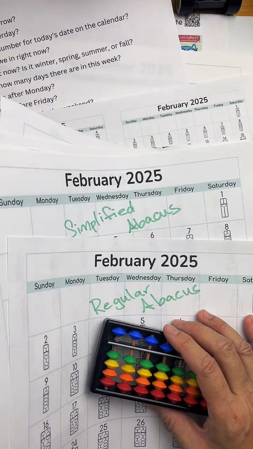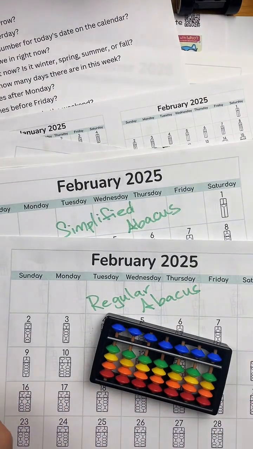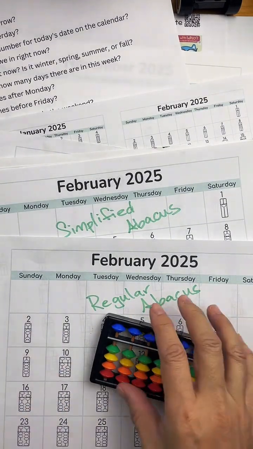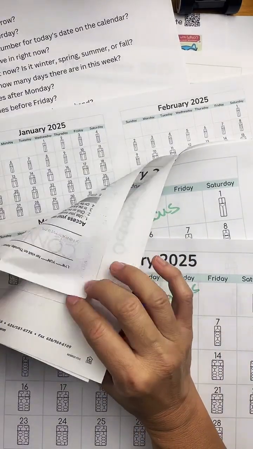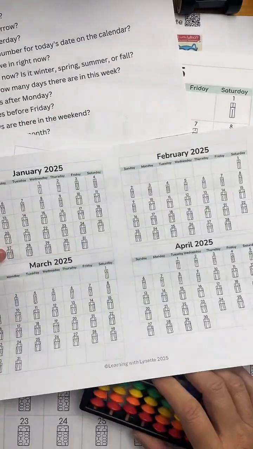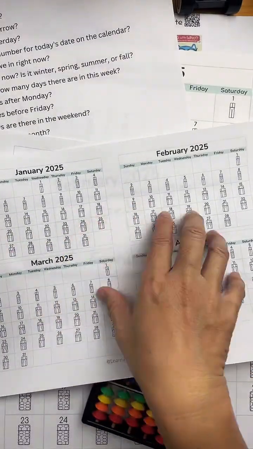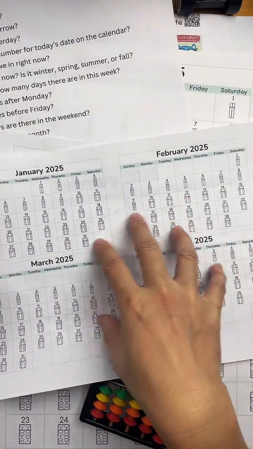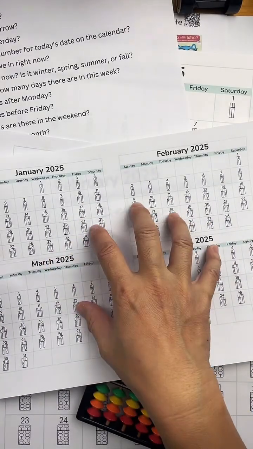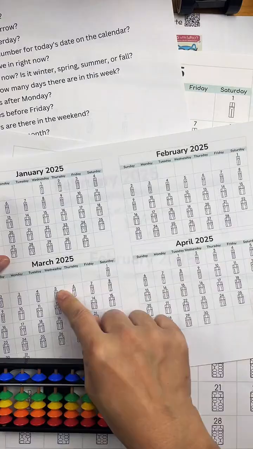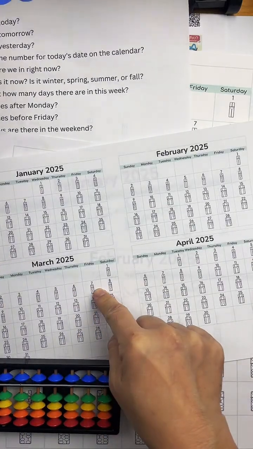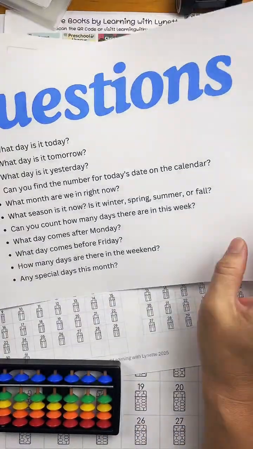So I have it where there's a lot of, I really enjoyed this. So there's also a simplified version and a regular version of the quarterly view of the calendar. Next year I'm going to make it color coded, but that's okay.